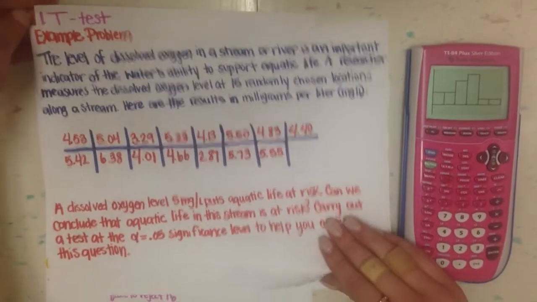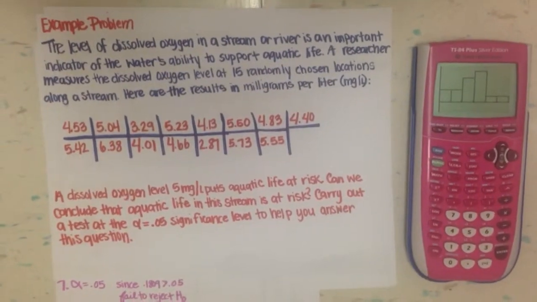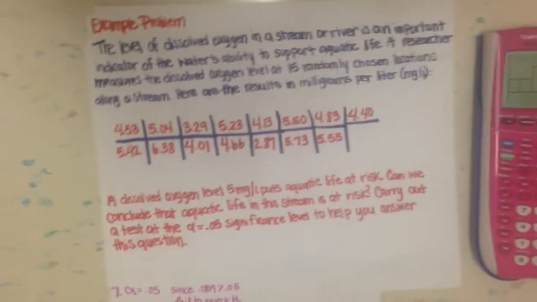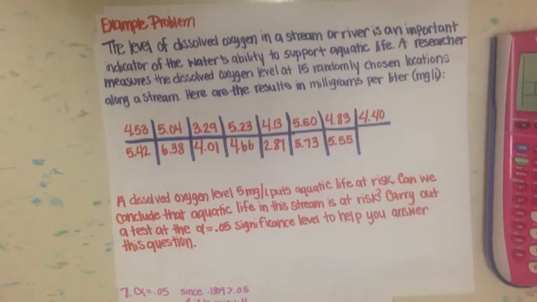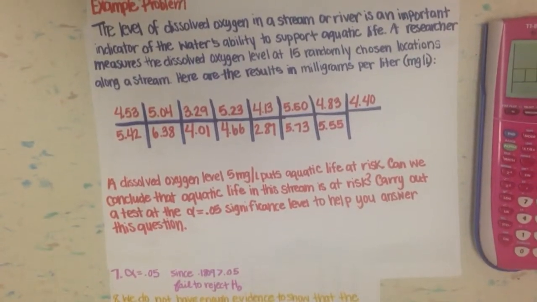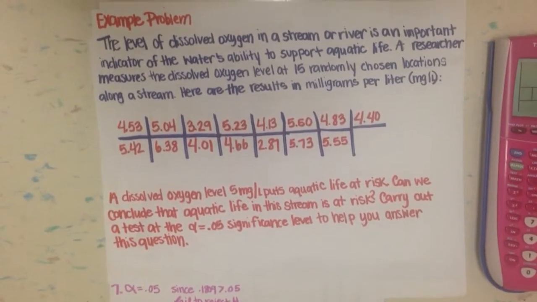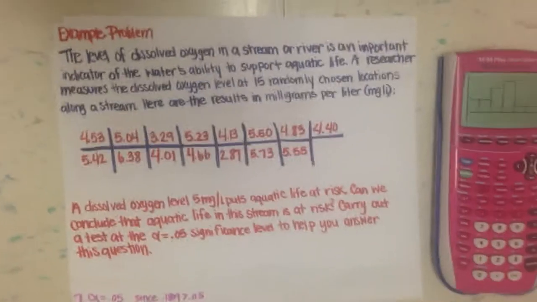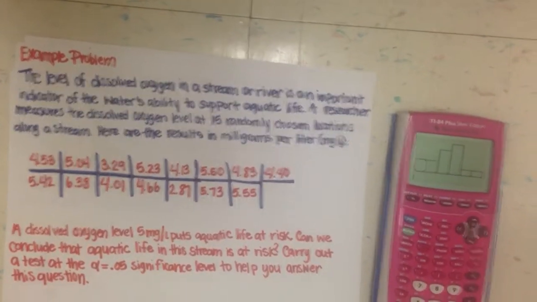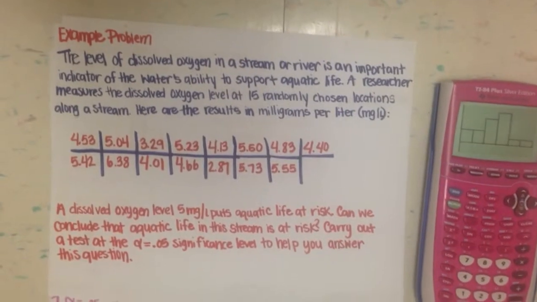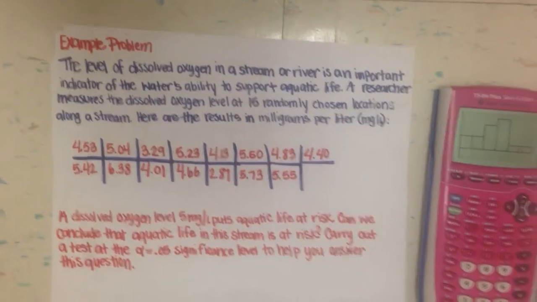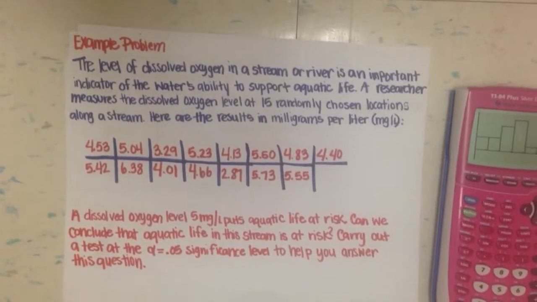So the example problem says, the level of dissolved oxygen in a stream or river is an important indicator of the water's ability to support aquatic life. A researcher measures the dissolved oxygen level at 15 randomly chosen locations along a stream. Here are the results in milligrams per liter. A dissolved oxygen level of 5 milligrams per liter puts aquatic life at risk. Can we conclude that aquatic life in this stream is at risk? Carry out a test at the significance level of 0.05 to help you answer this question.